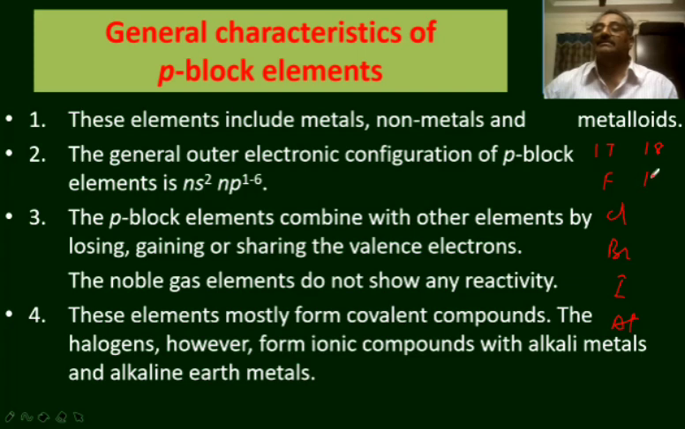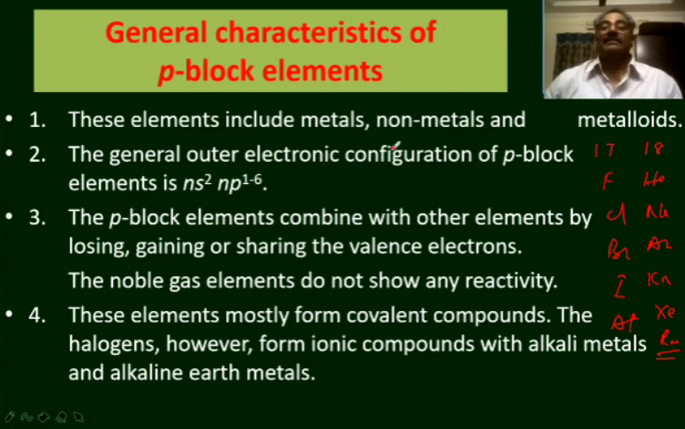The 18th group elements are inert gases. You know that these are helium, neon, argon, krypton, xenon, and radon. The last element, radon, is a radioactive element. The other elements are all gases, so they are nonmetals. So from these you can understand that the p block contains metals, nonmetals, and metalloids.